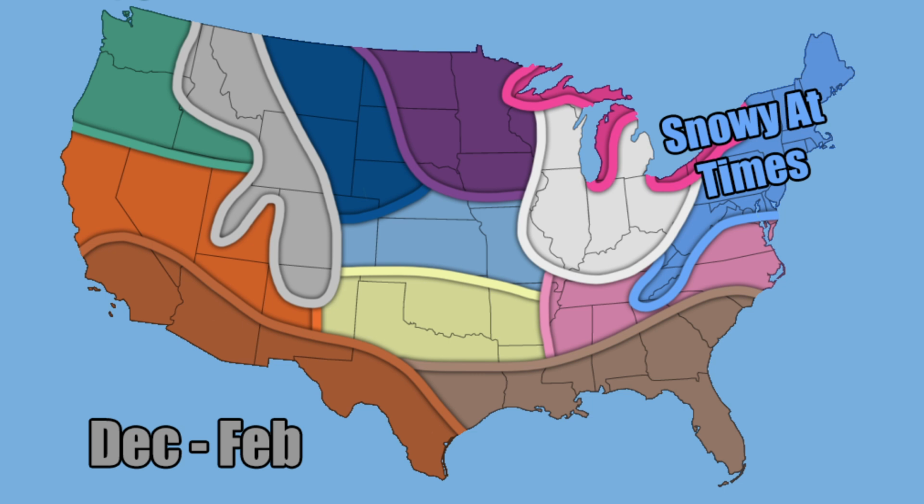and then finally snowy at times for this area from the Appalachians eastward into portions of the Northeast. This is where I think you'll have periods where it's going to be snowy and cold, and then it goes to a milder pattern, and then snowy again. So it's going to be kind of all over the place, kind of like that yellow region in the south central United States, except I think it'll be colder and snowier than those regions.